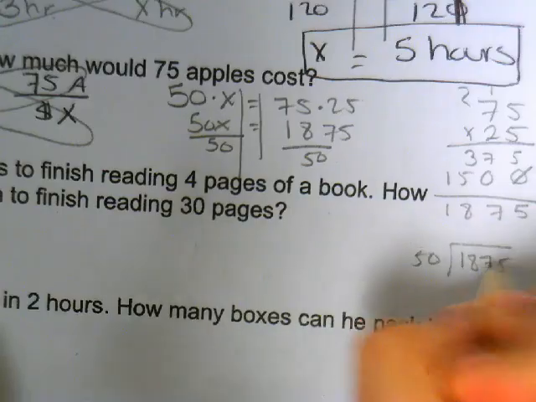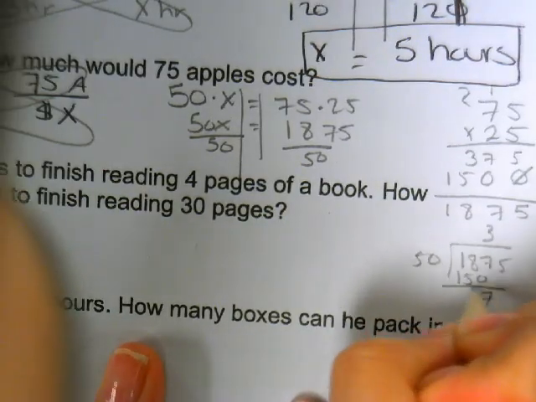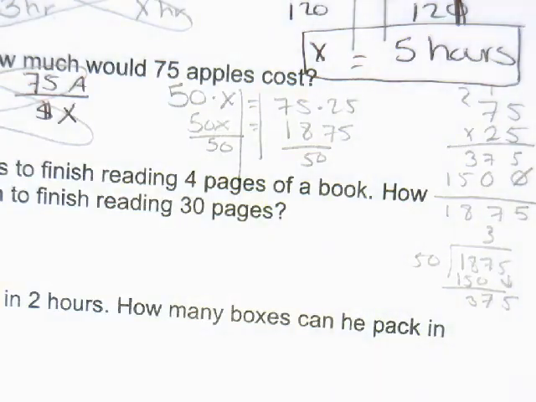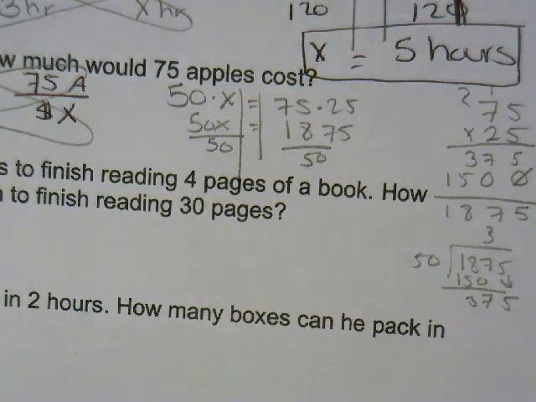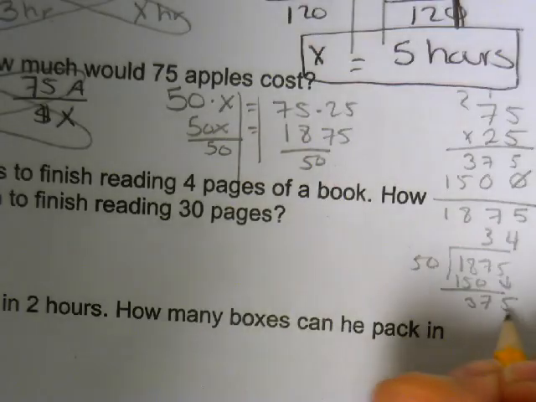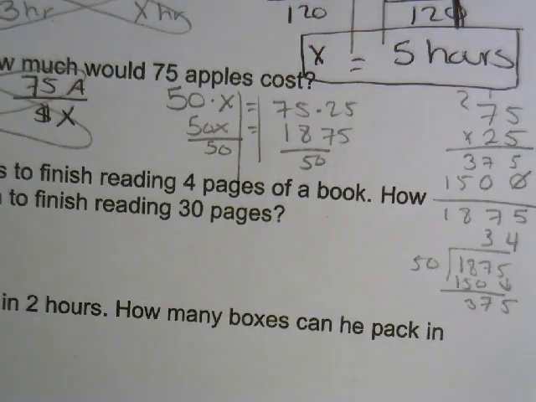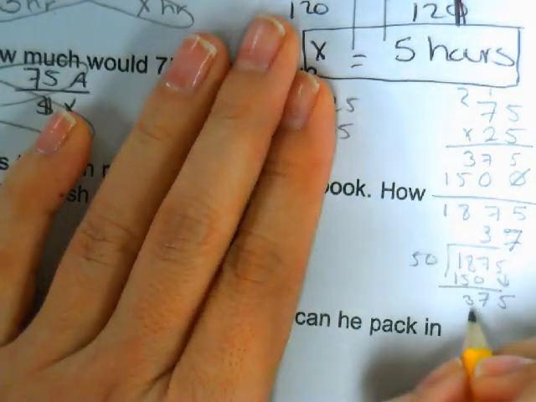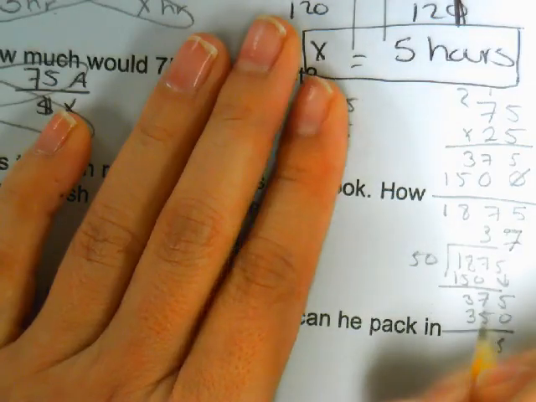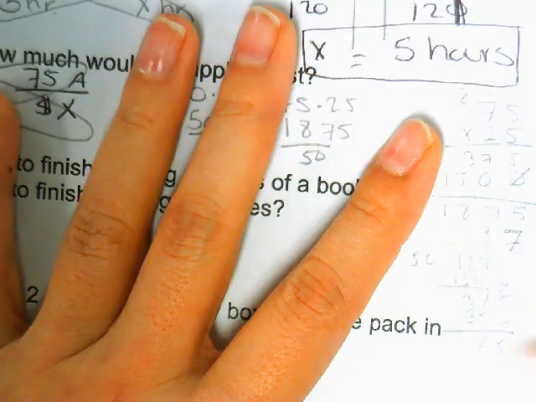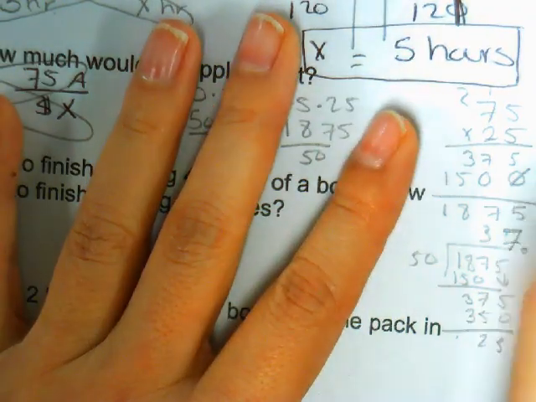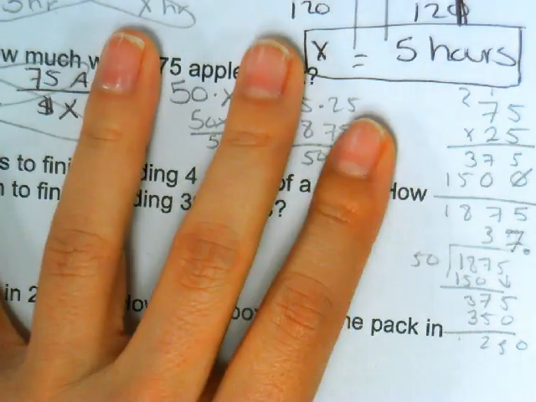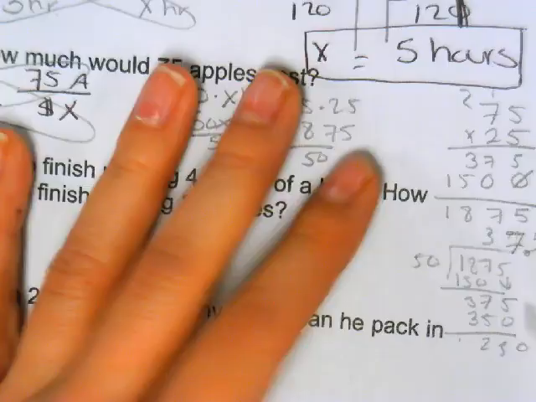2, 3, 3. 4. No, wait. 100, 200, 300, 7. No. 100, 200, 5. I don't know if I got that right.